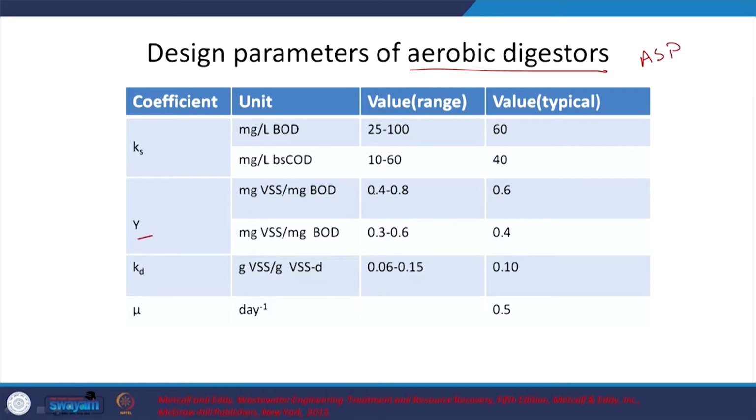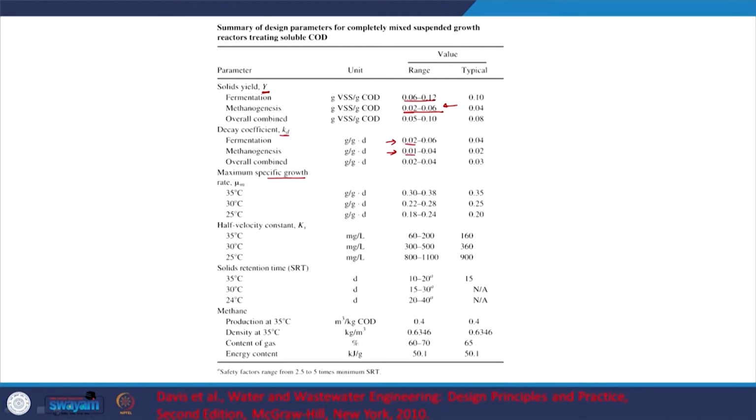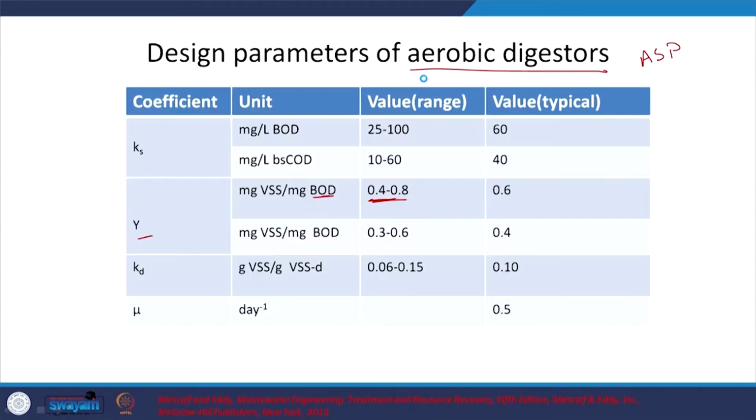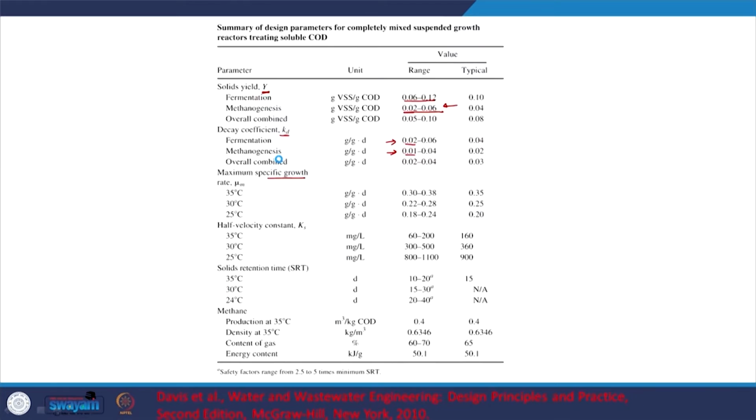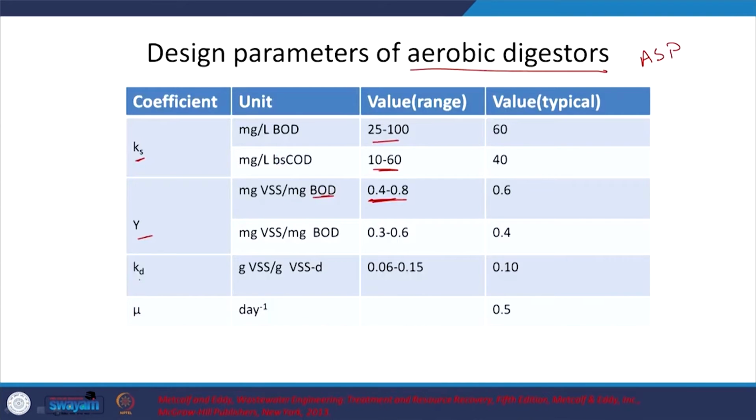So, yield, I guess you can see, is much higher, 0.4 to 0.8, right. And again here it is per milligram of BOD. Maybe for COD it would have been slightly lower, but that is fine. You can see that here the yield is 0.06, and here we are talking about yield around 0.4, let us say. And I guess what else do we have? We have Ks, and that too you can see is relatively much higher. And decay 0.06, let us look at what it is.